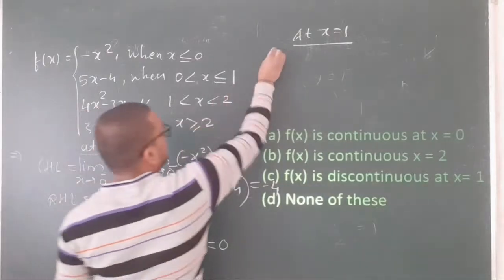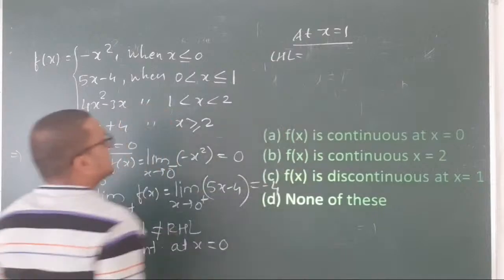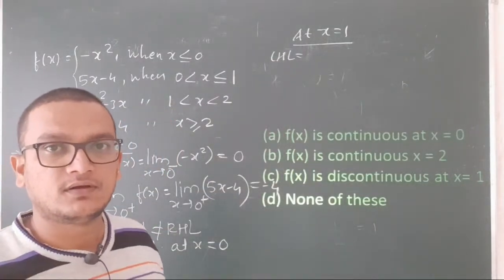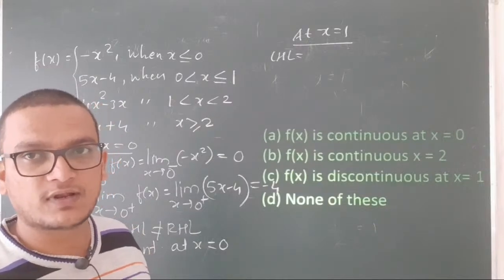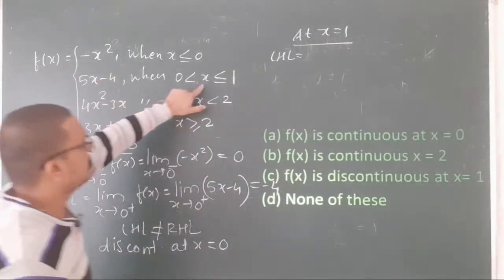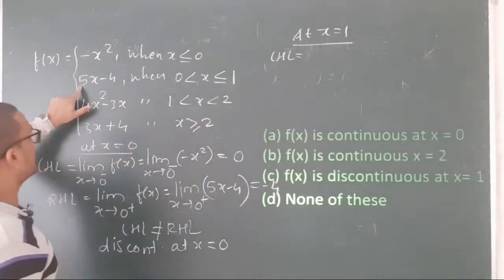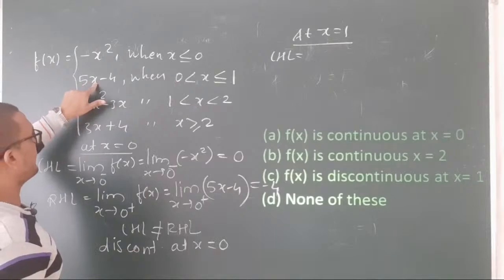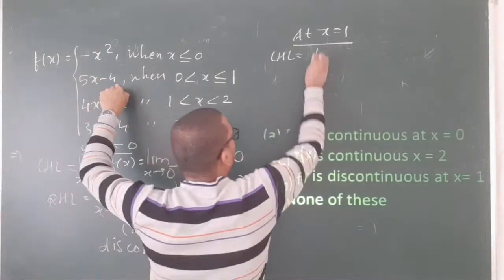So when you are finding LHL, LHL means it is for x less than 1. So for x less than 1, the function is 5x minus 4. Put the limit x tends to 1: 5 ones are 5, 5 minus 4 is 1.